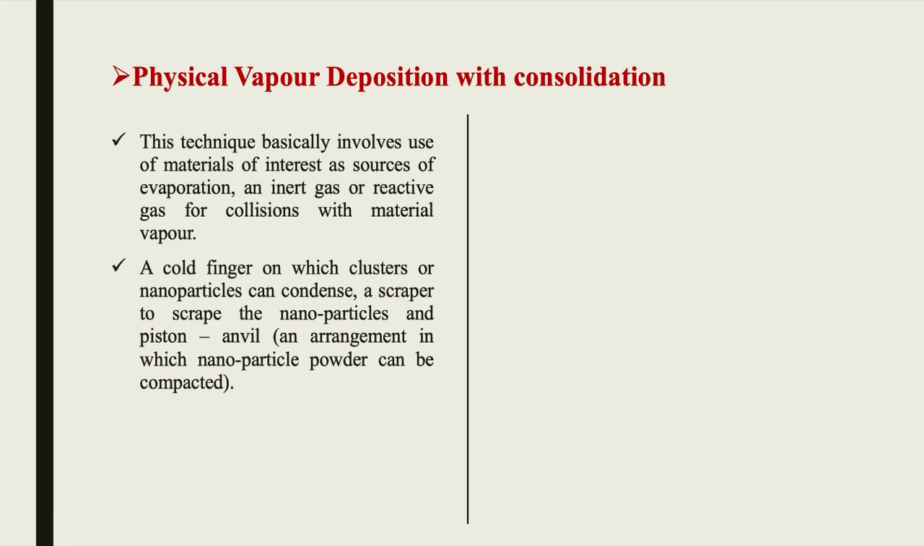There will be a cold finger on which clusters or nanoparticles can condense. After evaporation, you will have one cold finger on which your cluster or nanoparticle can condense. Whatever nanoparticle you have to form or synthesize will go onto the cold finger, so you will get nanoparticles there. There is a scraper to scrape the nanoparticles, and a piston and anvil arrangement in which the nanoparticle powder can be compacted.